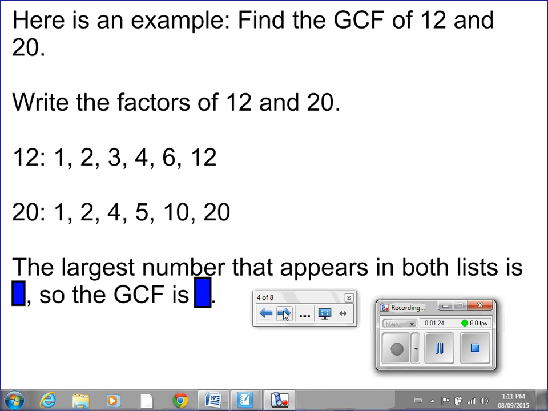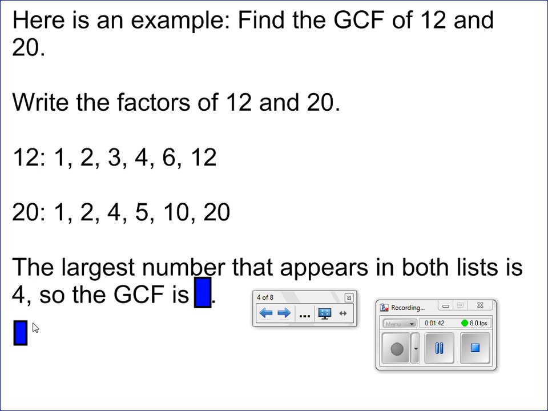So here's an example. Find the greatest common factor of 12 and 20. So what I've done is I've written a list of factors of 12 and a list of factors of 20. And I can see that the largest number that appears in both lists is 4. So the GCF is 4.